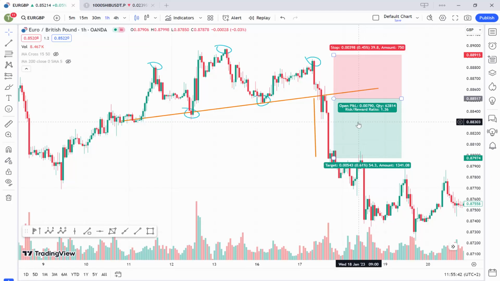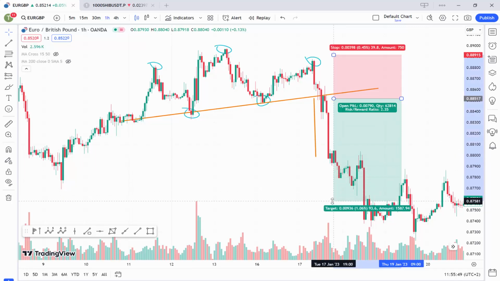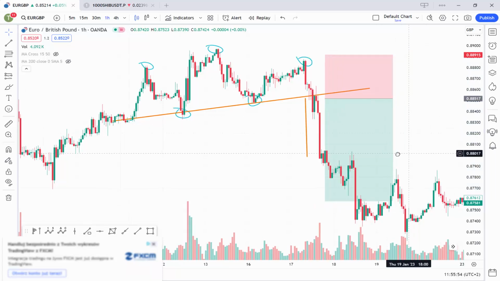So this gives us a risk reward ratio of 1.36, which is okay. If we were patient, the potential in this particular trade was much better. But let's move on.